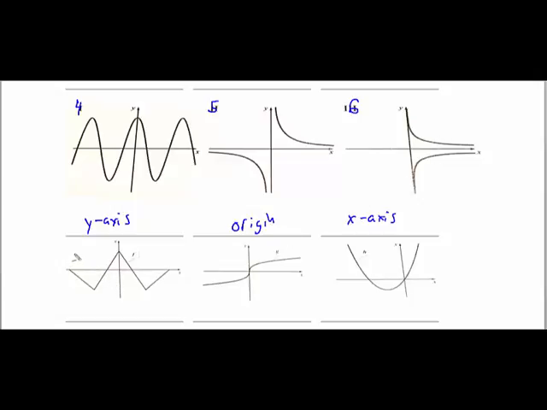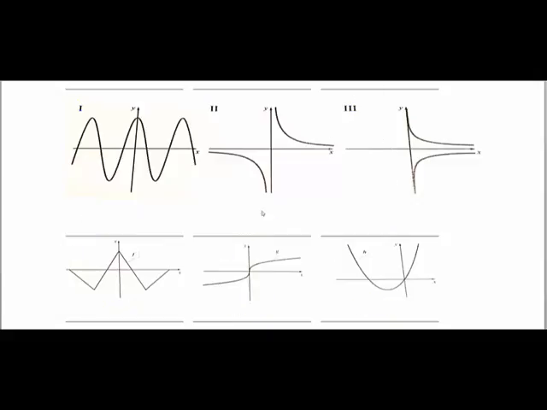Now let's try graphs 7, 8, and 9. Now 7 would have y-axis symmetry because it can fold itself over the y-axis. Number 8, like number 5 above it, is origin symmetry. And number 9 is neither. It doesn't have any kind of symmetry, doesn't have origin symmetry, x-axis or y-axis symmetry at all.